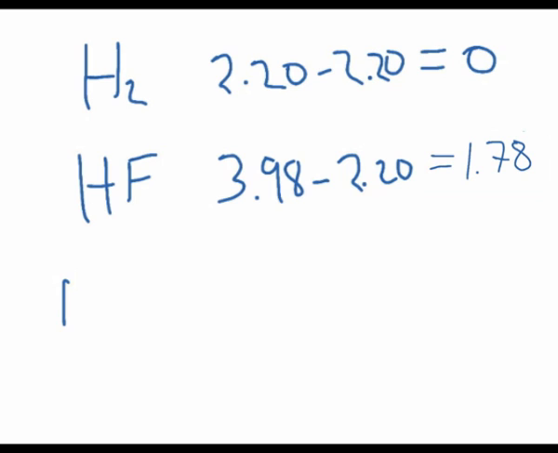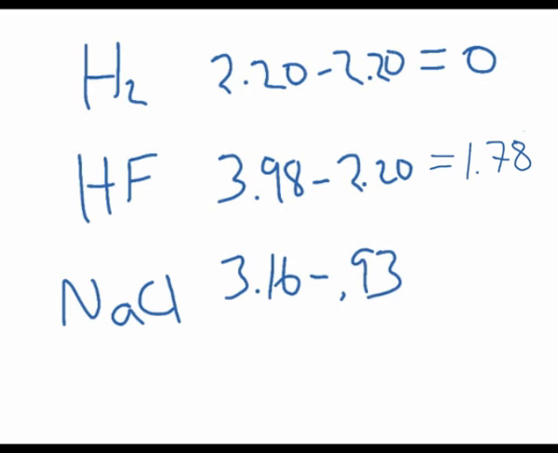The third molecule we looked at was NaCl. The electronegativity difference for NaCl is 3.16 minus 0.93, which is 2.23. When the electronegativity difference is greater than 2, we have an ionic bond. The electrons are not shared at all. They are transferred. In a nonpolar covalent bond, we have no charges. In a polar covalent bond, we have partial charges. And in an ionic bond, we have a transfer of electrons and complete charges.